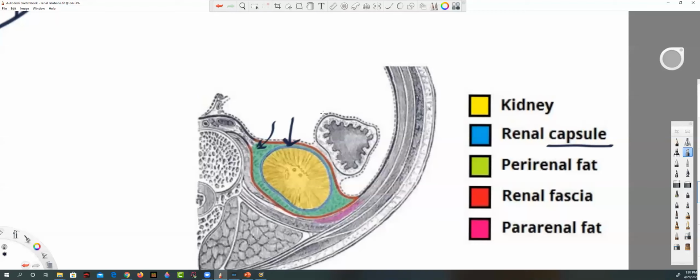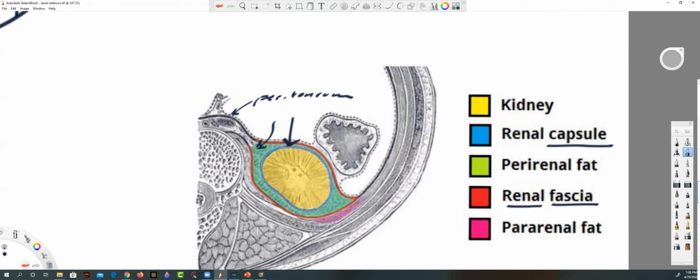The dotted line is the parietal peritoneum. Well, at this point, it'd be parietal peritoneum. Peritoneum, in any case. So let me go ahead and label that. Dotted line is peritoneum. But the red line is renal fascia.